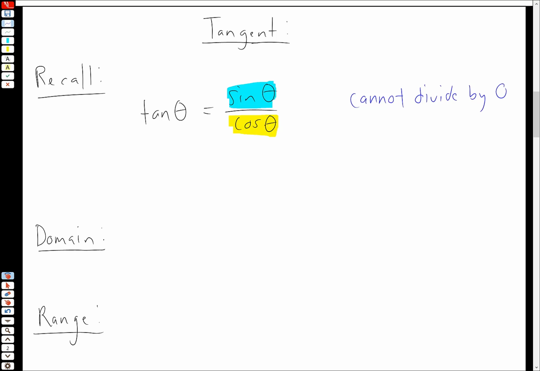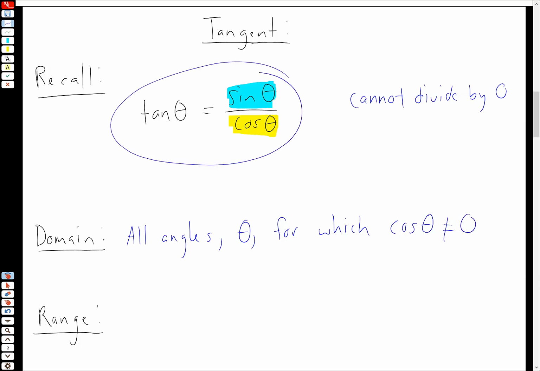So one of the first differences, remember sine and cosine both have domains of all real numbers, right? But tangent has a more complex domain. Its domain is all angles theta for which cosine of theta is not zero, okay? Because when it is zero, that denominator is going to be zero, okay? And we're going to blow up.